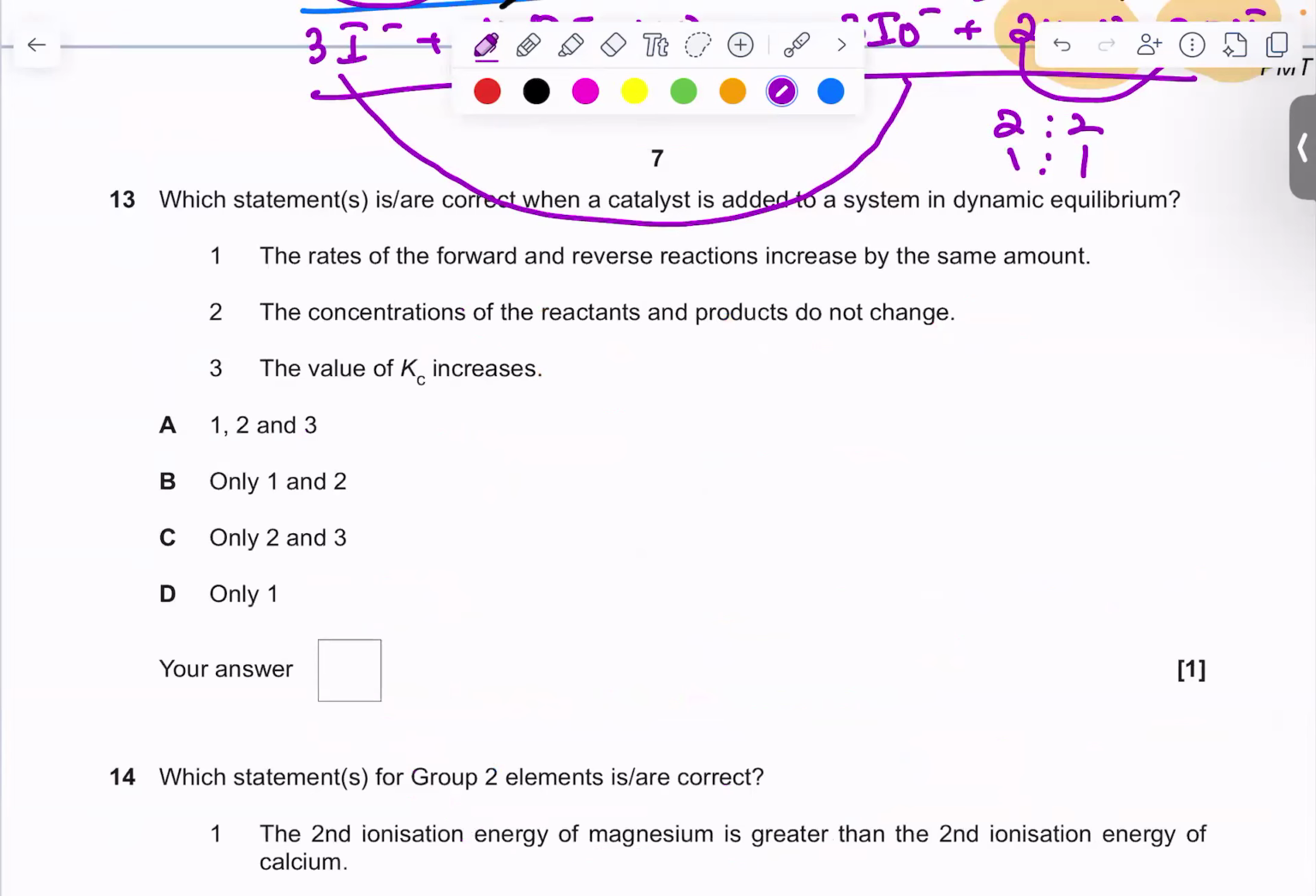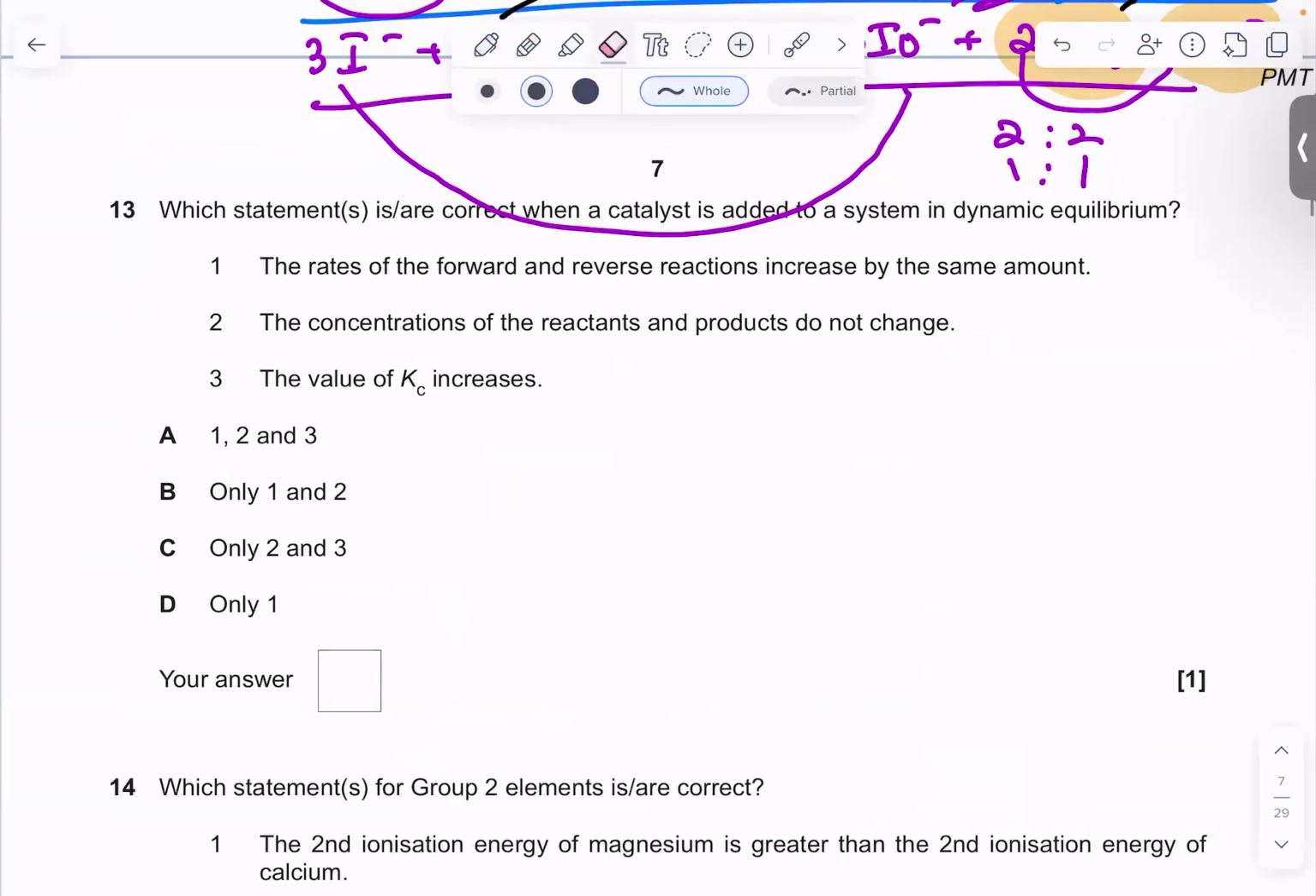Which statements are correct when a catalyst is added to a system in dynamic equilibrium? The rate of the forward reaction and reverse reaction increases by the same amount. So they are asking what is going to happen when a catalyst is added. That is the main keyword: catalyst is added. One is definitely correct, because a catalyst increases the rate.